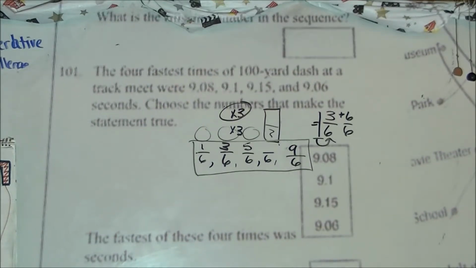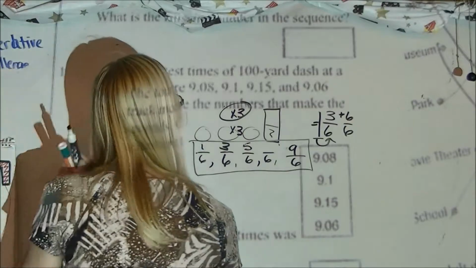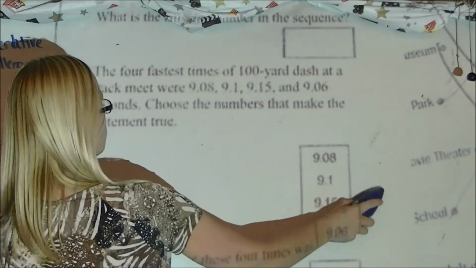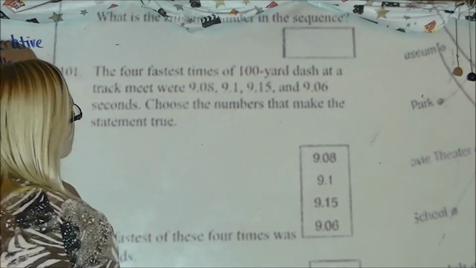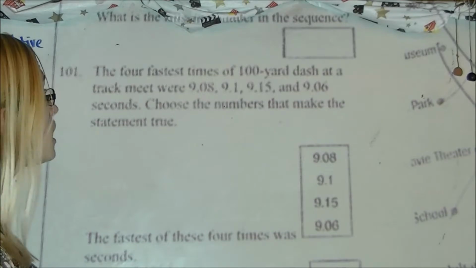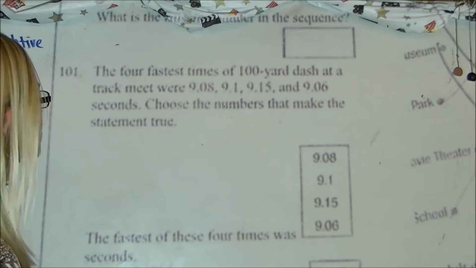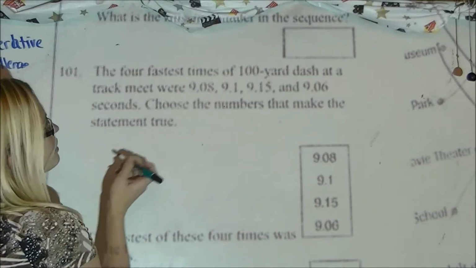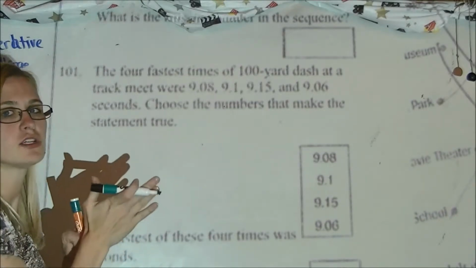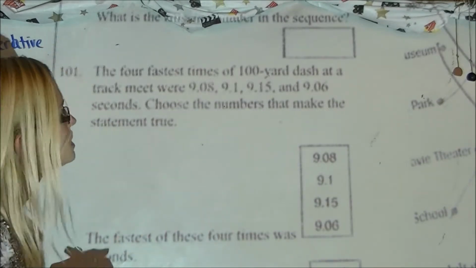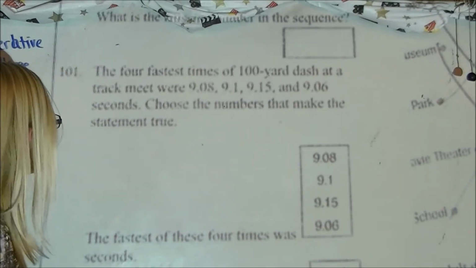Okay, the 4 fastest times of a 100-yard dash at a track meet were, oh, that's a larger number. Okay, 9 and 800ths, 9 and 1 tenth, 9 and 15 hundredths, and 9 and 6 hundredths seconds. Again, recognize place value: when you have that whole number and then afterwards you have T, H, T: tenths, hundredths, thousandths. So just remember that in your head, T-H-T, tenths, hundredths, thousandths.